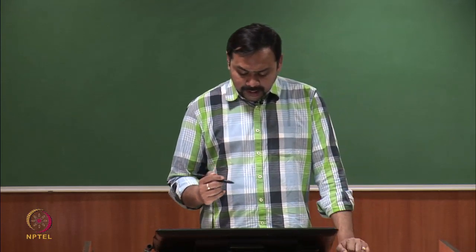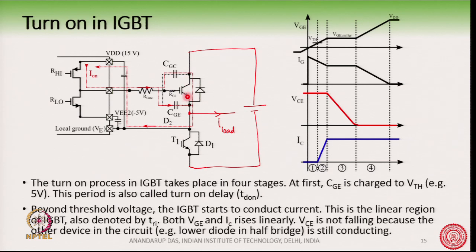Now, beyond this threshold voltage, what happens? The IGBT starts to conduct current, and this region is called the linear region of the IGBT. Why is it called the linear region? Because both VGE as well as IC will rise linearly during stage 2.